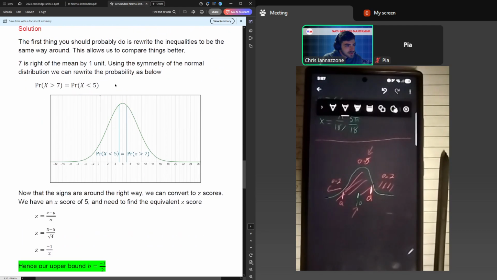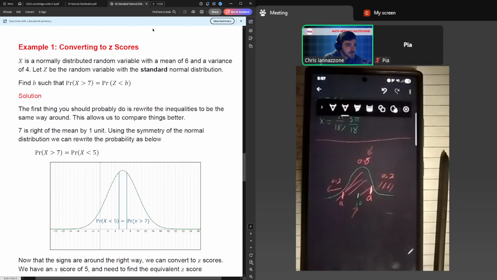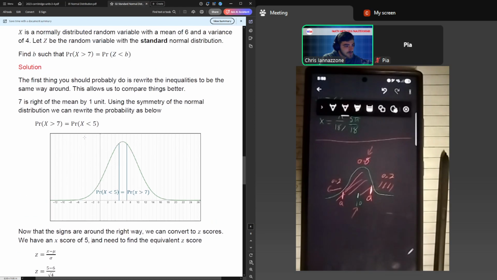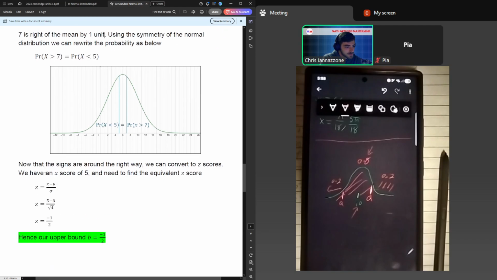The reason why that matters is because when you look at the z transform formula, we need a z, an x, a mean, and a standard deviation. We have the mean of 6. We have a variance of 4, so that means a standard deviation of 2, because standard deviation is always the square root of variance. We have our x value. That's going to be 5, because we're now pointing in the right direction. We have the 3 things. All we need to do is simplify, and that's going to solve for z.